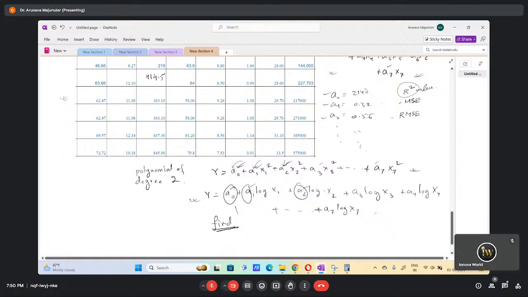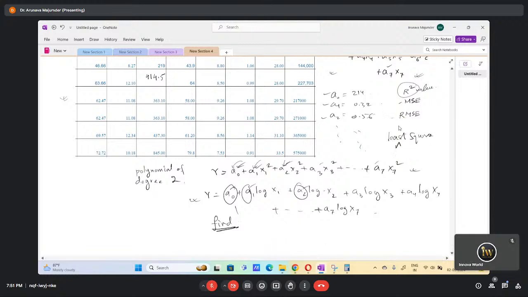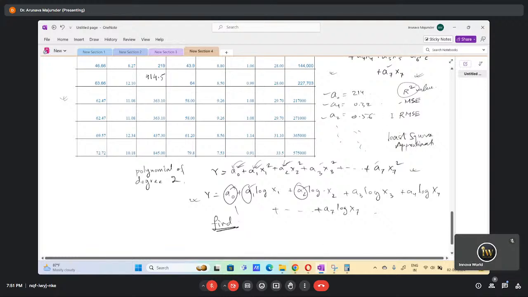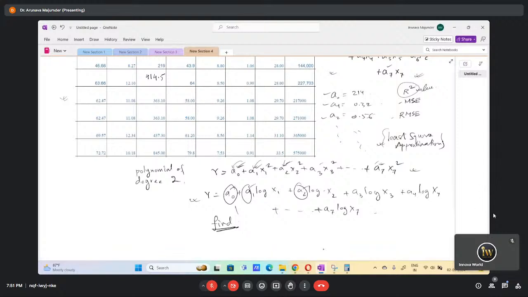The method is called the least square approximation method. By applying this method, all these values A0, A1, A2 can be found automatically. The mathematics will give us the values just by solving it. Understood?